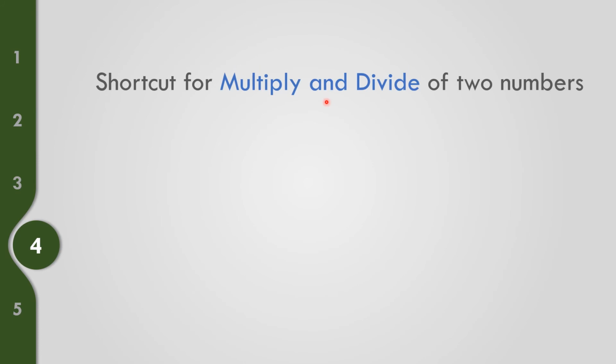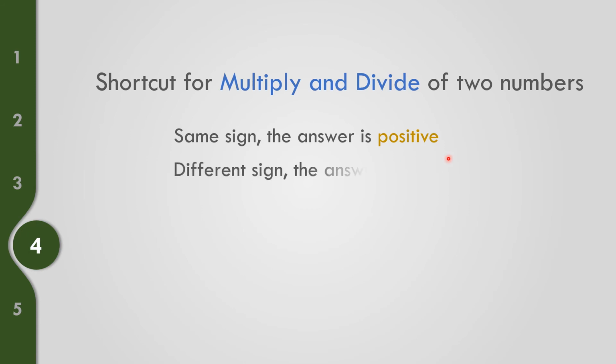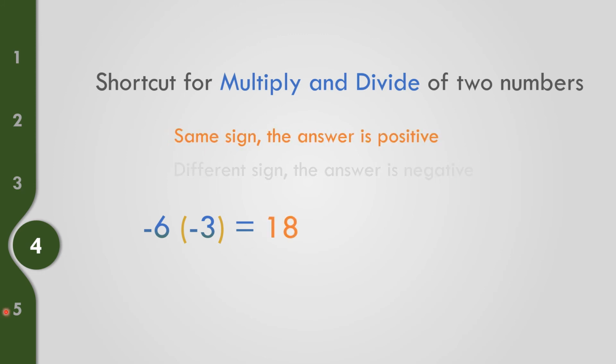So what could be the shortcut in multiplying and dividing two numbers? If we have the same sign, the sign should be positive. If different sign, the sign must be negative. Okay, example. Negative 6 times negative 3. Both negative, so the answer is positive. So it means positive 18.